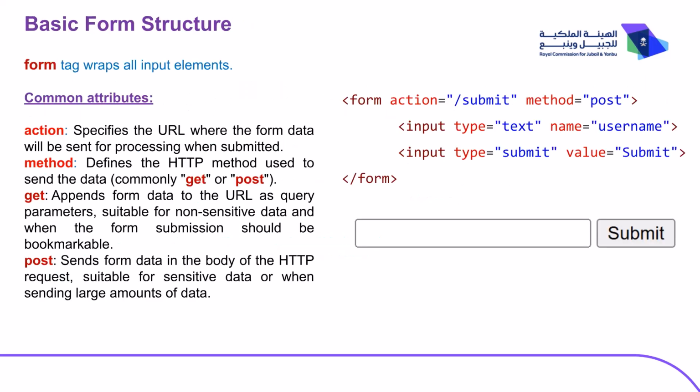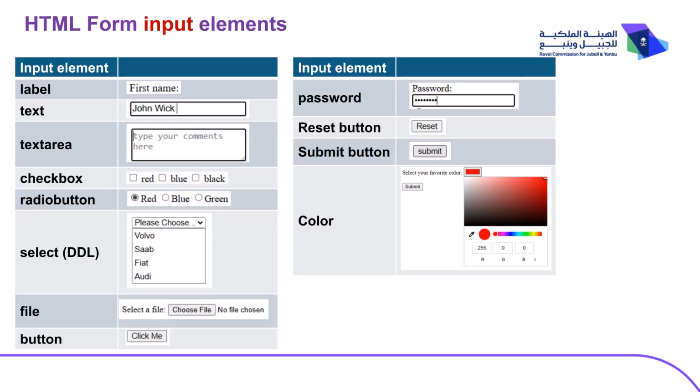The basic structure of a form involves the "form" tag wrapping all input elements. Important attributes include action, which specifies the submission URL, and method, which defines the HTTP method, either GET or POST. HTML forms use various input elements to capture different types of user data.